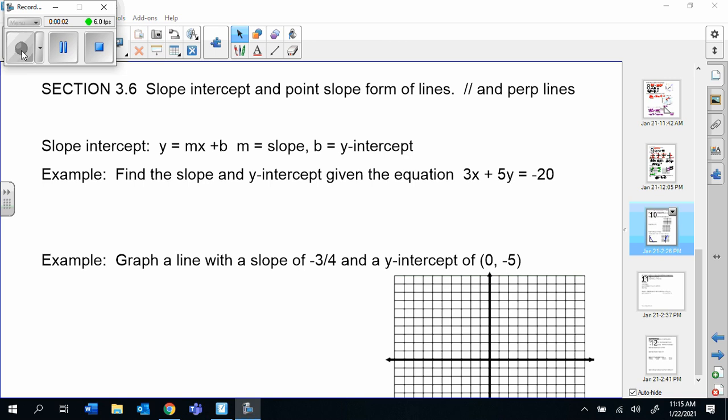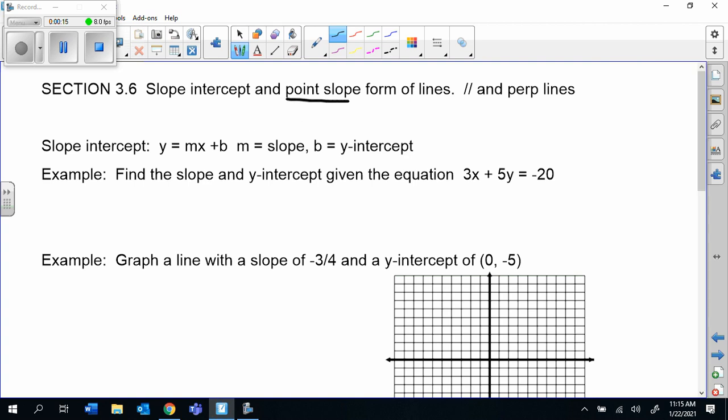Welcome to the last section in chapter 3. So after this, you will know all things about lines. And we're going to add on and just build off our knowledge of slope-intercept. I'm going to introduce this form called the point-slope form. And we're going to touch on both parallel and perpendicular lines.